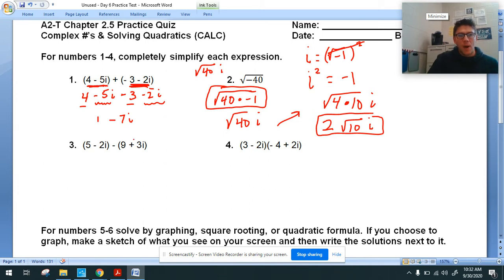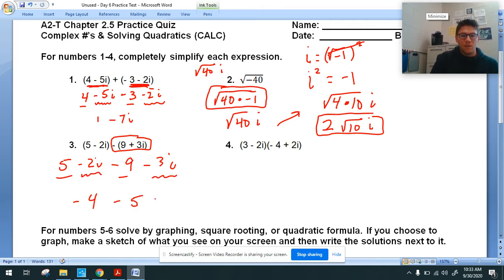Okay, the next one is a subtraction problem. When you have a subtraction problem, you have to remember you are subtracting this whole entire right side. So if I'm just going to rewrite it, I don't need the parentheses for the first set. But here, I'm subtracting 9 and also subtracting 3i. So now we can combine negative 4, and we can combine these, negative 5i. And that's as far as you can go.